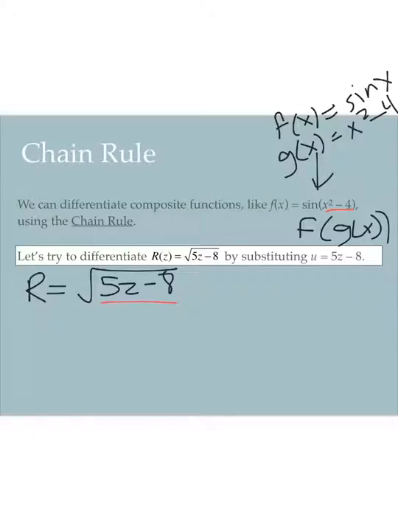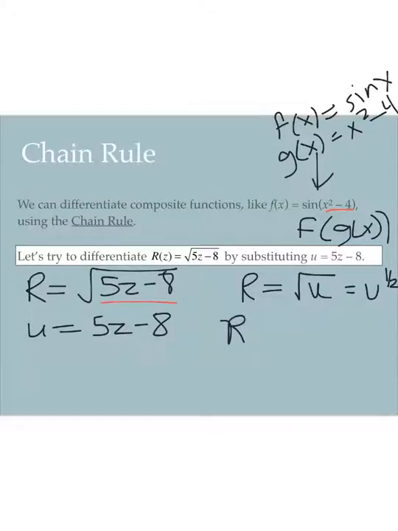So you identify that inside part, and you call it u. So you say u is 5z minus 8. Now I can rewrite r, and instead of writing it as root of 5z minus 8, which I don't necessarily know what to do with, I just write it as root u. Then I actually know how to find the derivative of that because that's very simple. That's just the same as u to the power of 1/2.